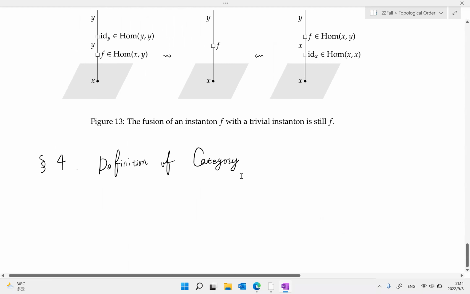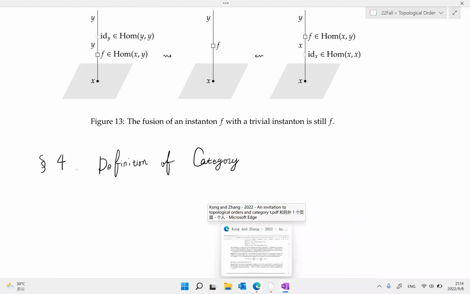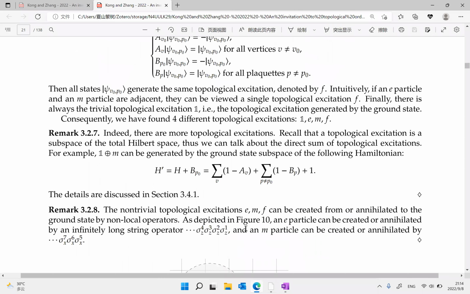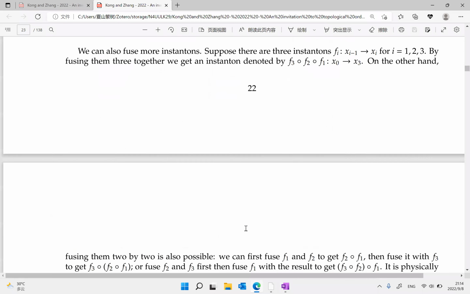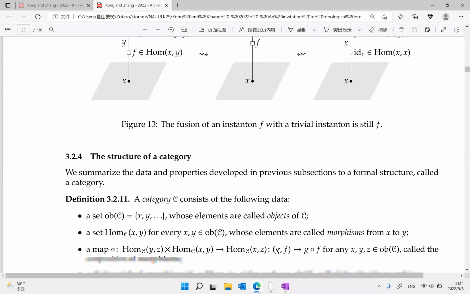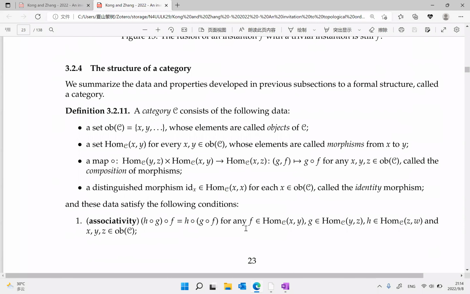Okay, so these structures observed above give the definition of the category. I think we'll leave it to tomorrow.